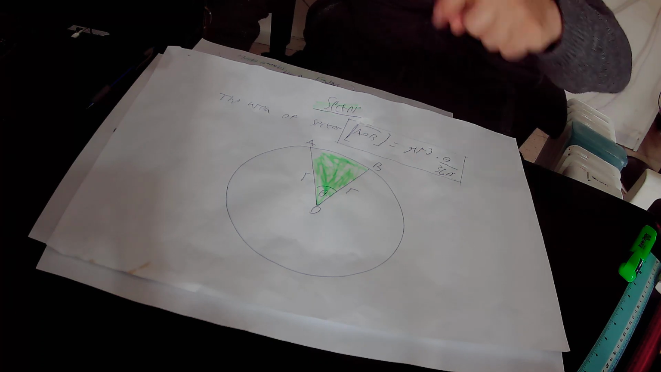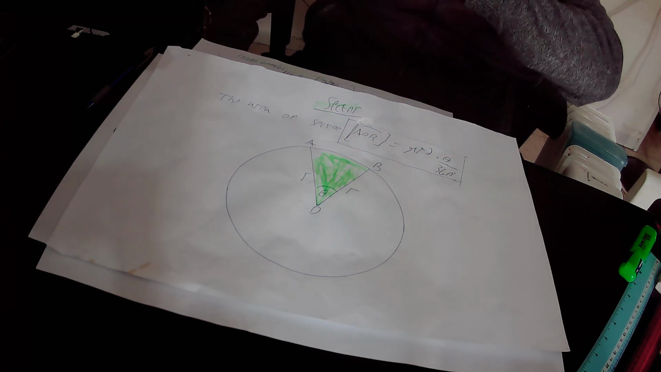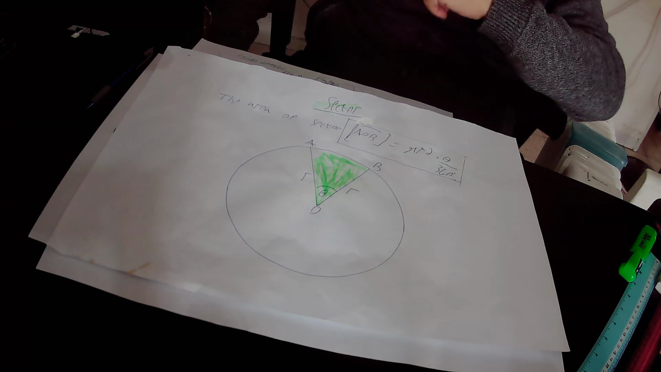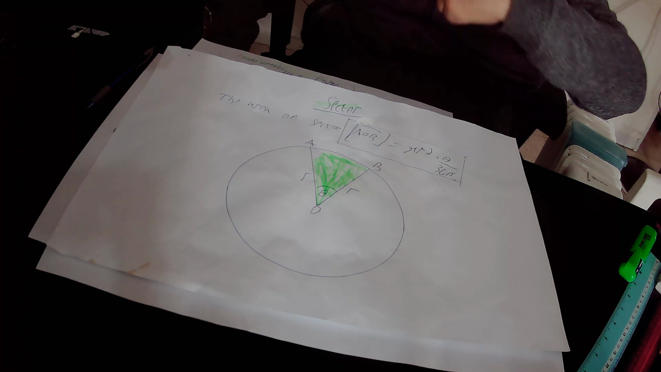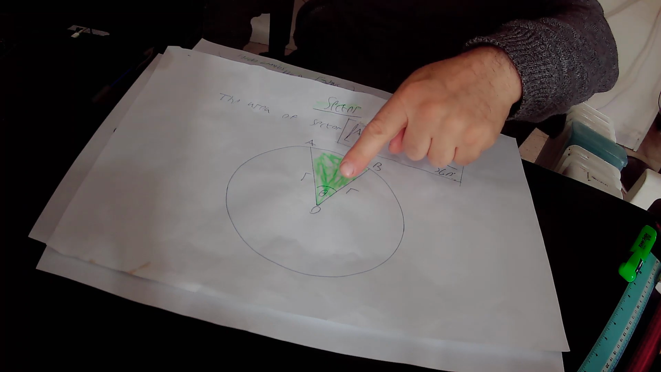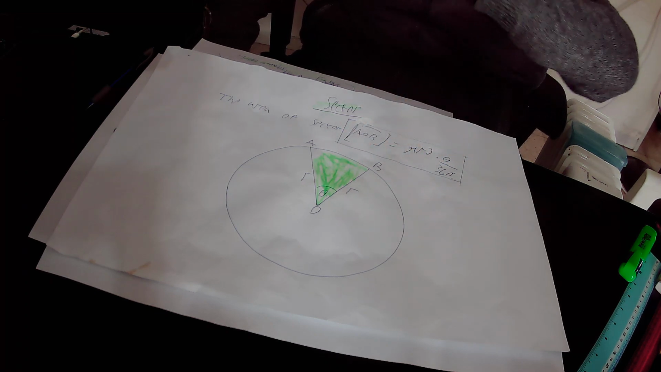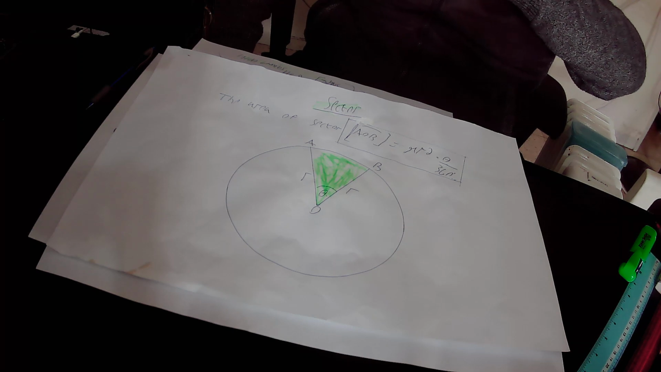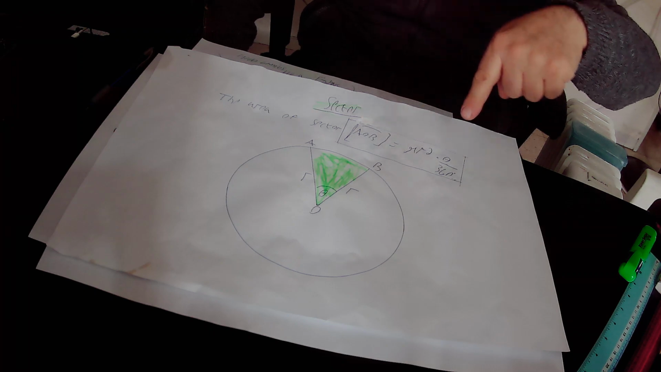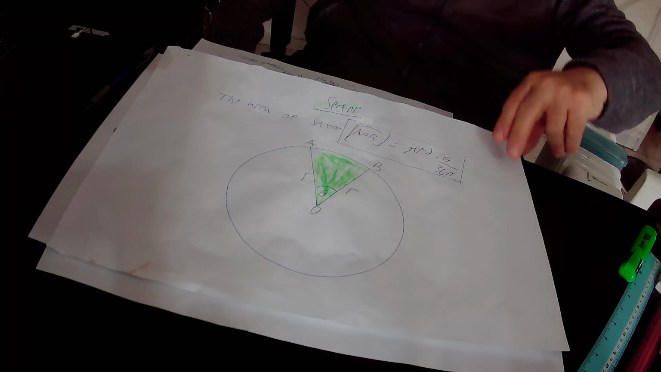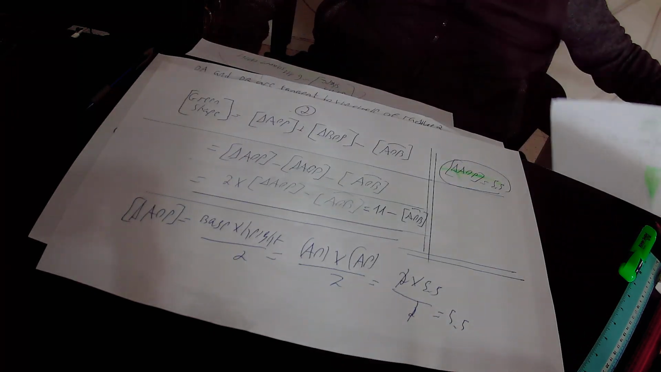Okay, so what is the area of this sector, the green sector AOB? The area of the green sector AOB equals the area of the circle that contains the sector, that is pi r squared, times the angle between the legs of this sector, that is theta, over 360 degrees. Repeating again, the area of sector AOB equals pi r squared times theta over 360 degrees.